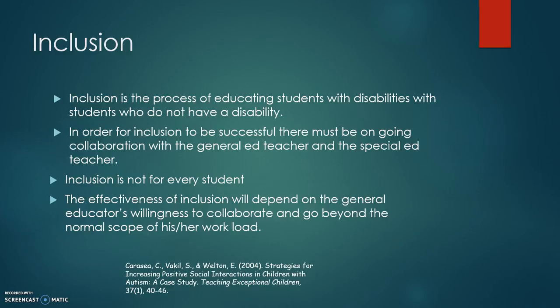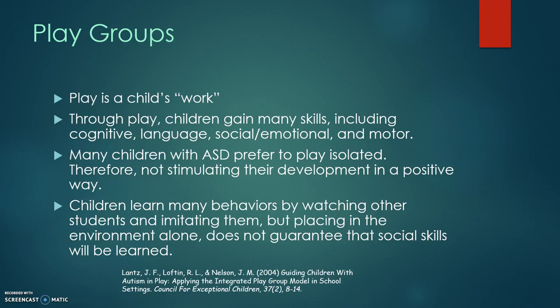And proximity alone in inclusion is not going to guarantee social interaction. If you just put a student with a disability alongside a student without a disability, that's not going to necessarily mean that there's going to be a social interaction there. It needs to be directly taught.